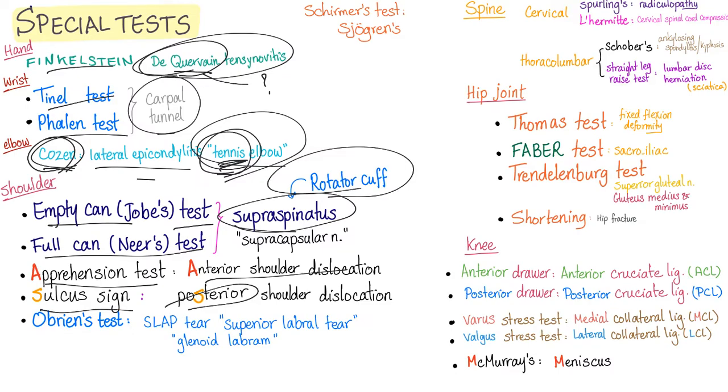Sulcus sign, posterior shoulder dislocation. O'Brien's test for the SLAP tear. What's the SLAP? Superior labral tear, also known as glenoid labrum. For the spine, if it's the cervical spine, we have the Spurling's test and the Lhermitte test. What are you looking for? In Spurling's, I'm looking for radiculopathy. What the flip is radiculopathy.